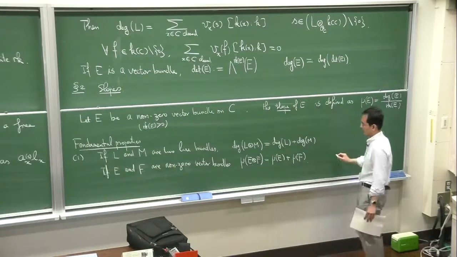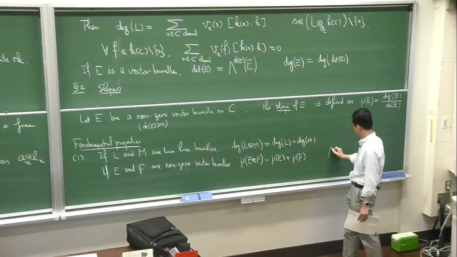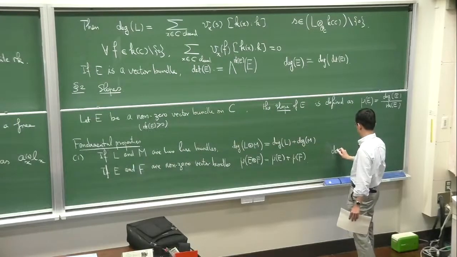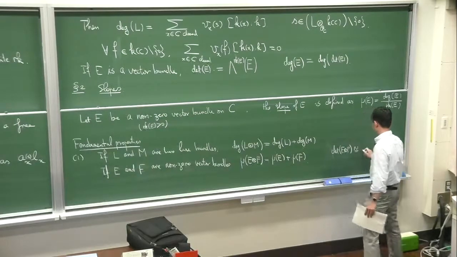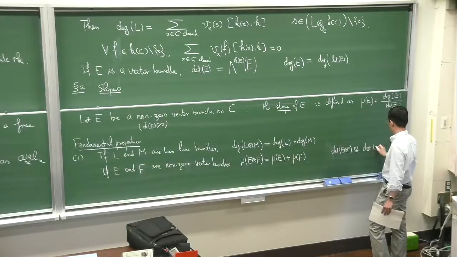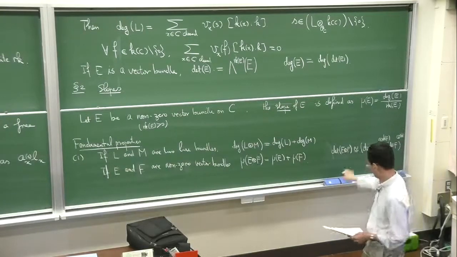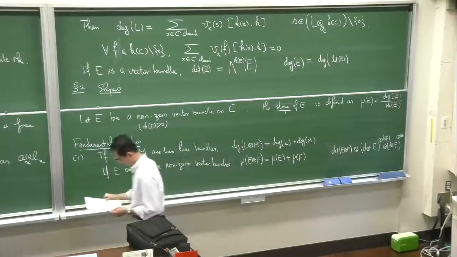This might take a little bit of energy to prove it. So you just use the formula that the determinant of E tensor F is isomorphic to the determinant of E to some tensor power with exponent rank F, tensor the determinant of F to some power rank E. So it comes from this relation.